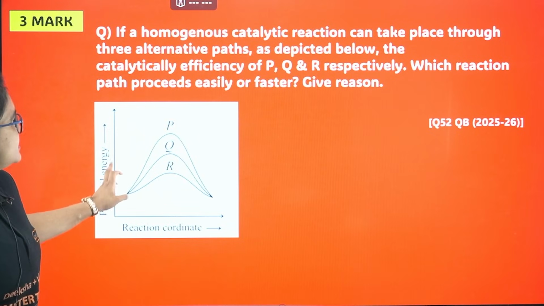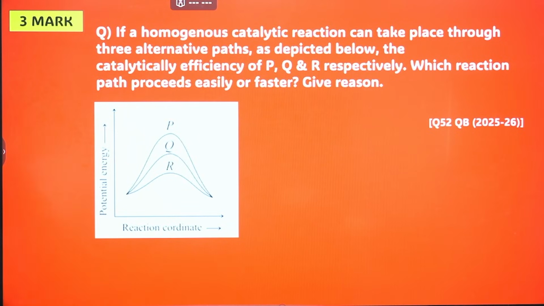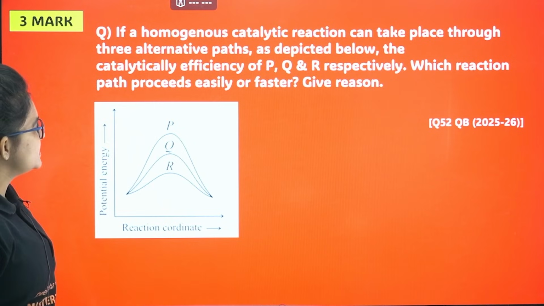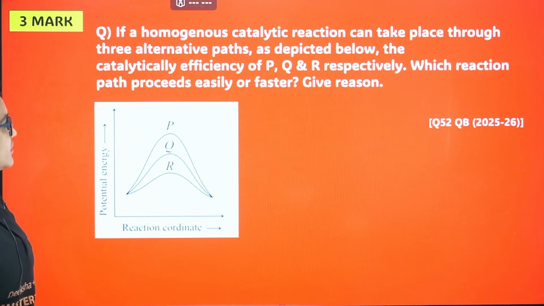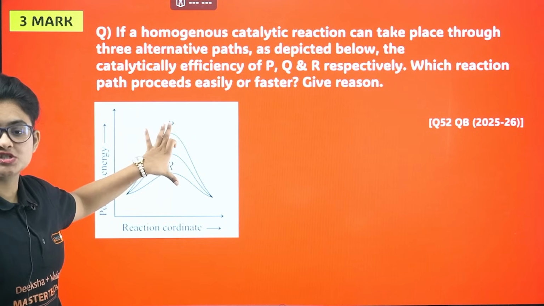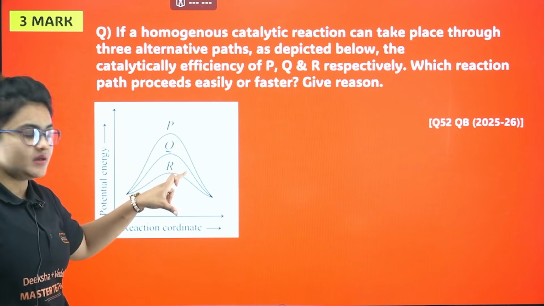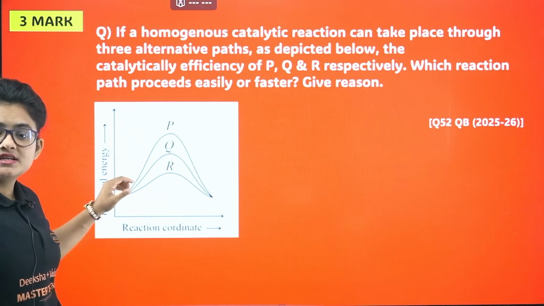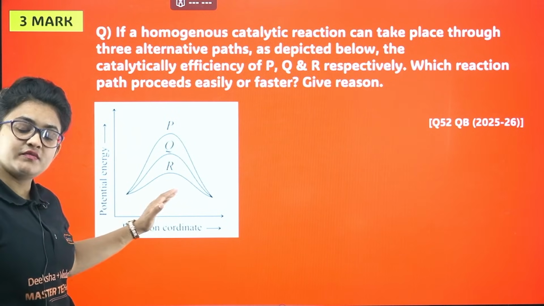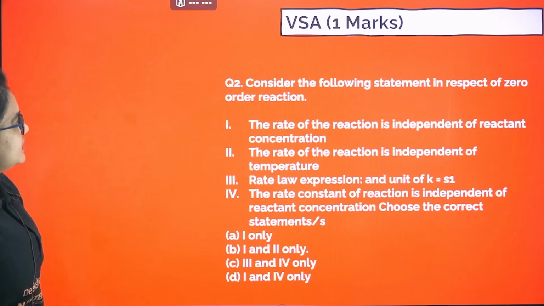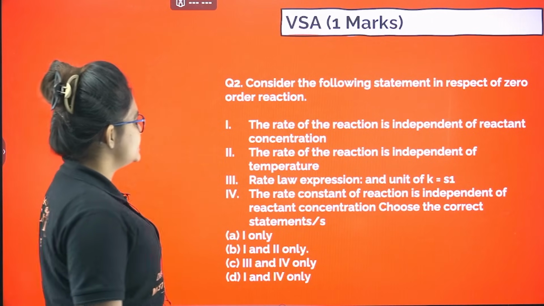Let's proceed. If a homogeneous catalytic reaction can take place through 3 alternative paths as depicted below, what is the catalytic efficiency of P, Q, R? Definitely, as you can see, P has more activation energy, so it will take more time, then Q, then R. So whenever I am using R as a catalyst, the reaction will be fastest. After that Q, then P.